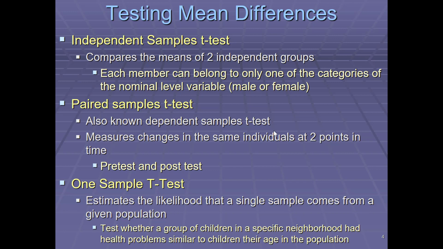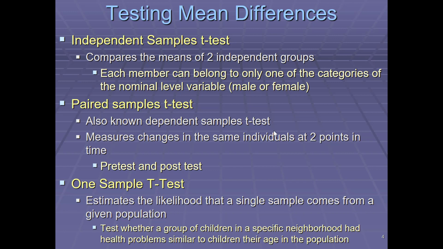So with paired samples t-test, this is also known as your dependent samples t-test. So this one measures the changes in the same individuals at 2 points in time. So a perfect example of this would be when you use a pretest and a post-test. So the same group that takes the pretest is the same group that's taking the post-test. So you're basically surveying the same group of people twice at 2 different points in time.